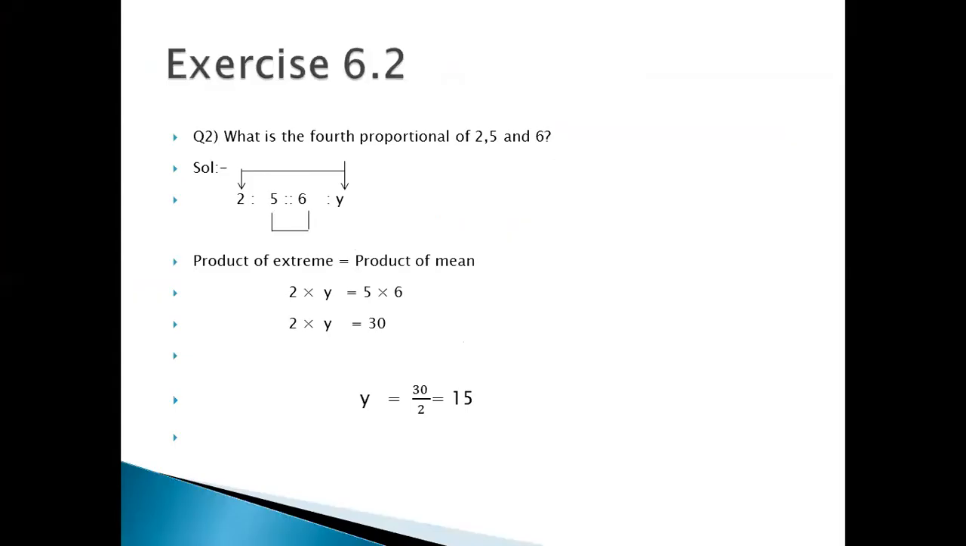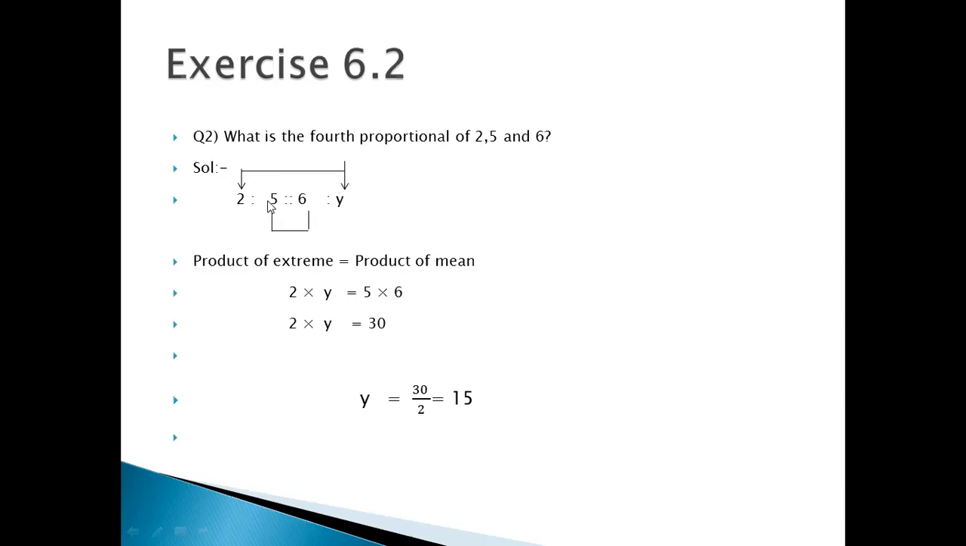Now come to question number 2. In question number 2, what is given is: what is the fourth proportional of 2, 5, and 6? It means you are given the proportional values. A proportion is the first value A ratio B, then the proportion sign, which is these 4 dots, and then the third value C, and the fourth one is missing. So the missing one, you suppose it is Y. Let's suppose that the fourth proportional is Y. You are going to find the fourth proportional. So how can you do it?